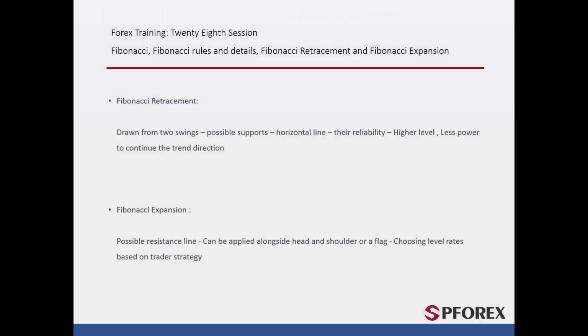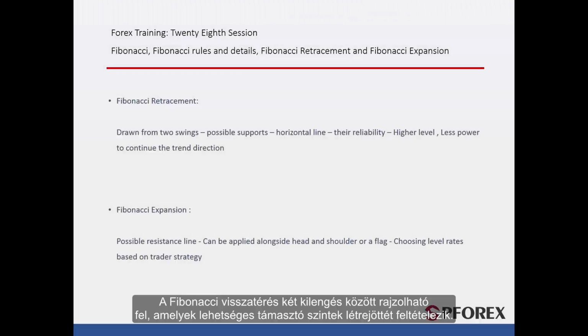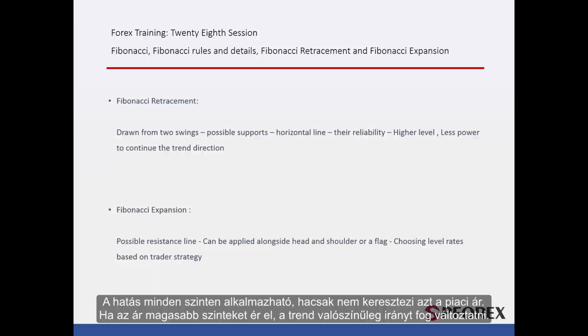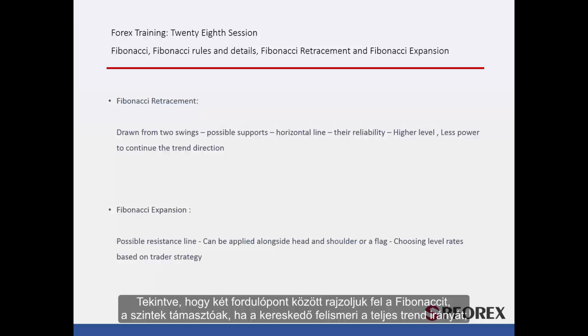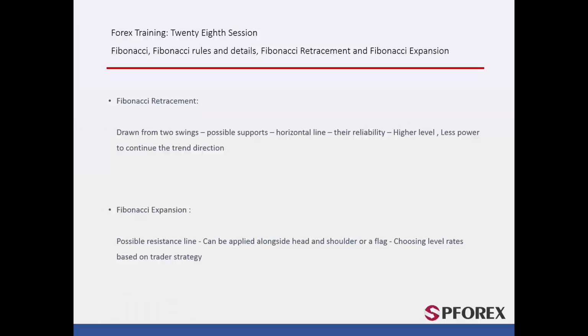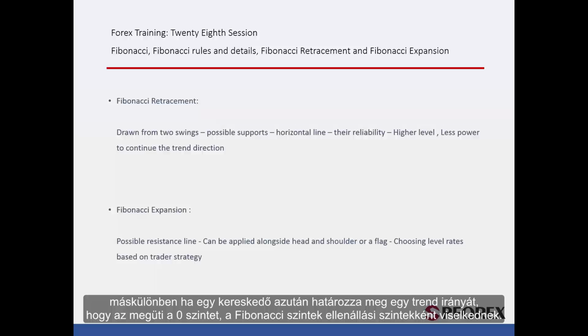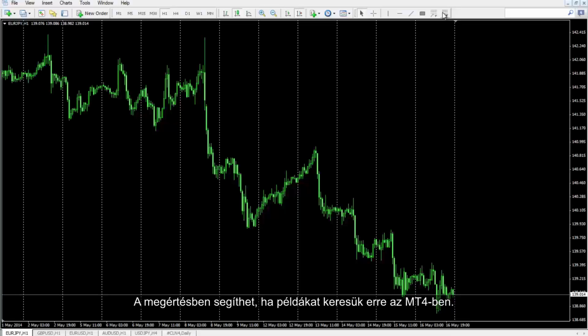Fibonacci retracement. Fibonacci retracement can be drawn between two swings, which show probable supportive levels. The effect of each level may be applicable unless it is crossed by market price. If price reaches higher levels, the trend has more tendency to change direction. Considering that Fibonacci is drawn between two reverse points, levels are supportive when a trader realizes the whole trend direction. Otherwise, if a trader determines the direction of the trend after it hits the zero level, the Fibonacci levels would act as resistance. Examples on MetaTrader 4 can be reviewed for further comprehension.